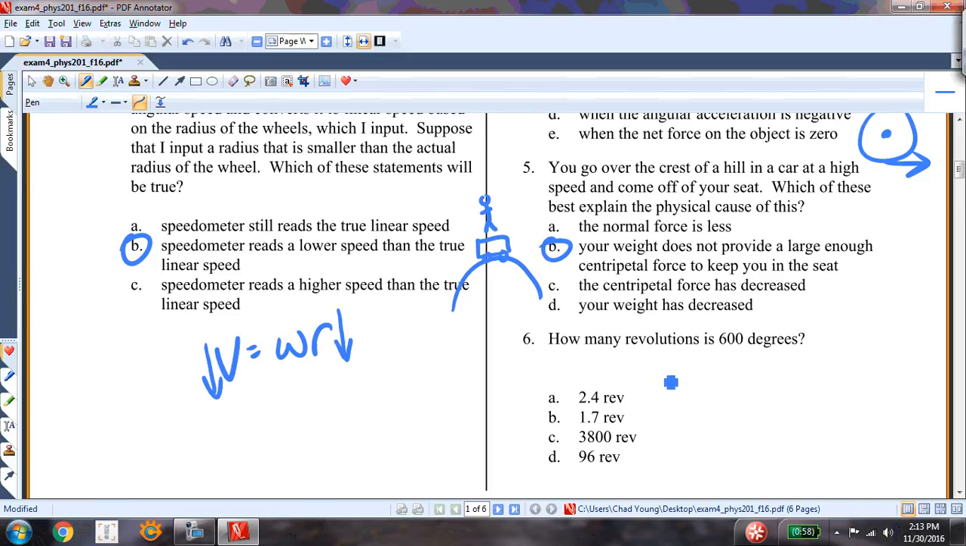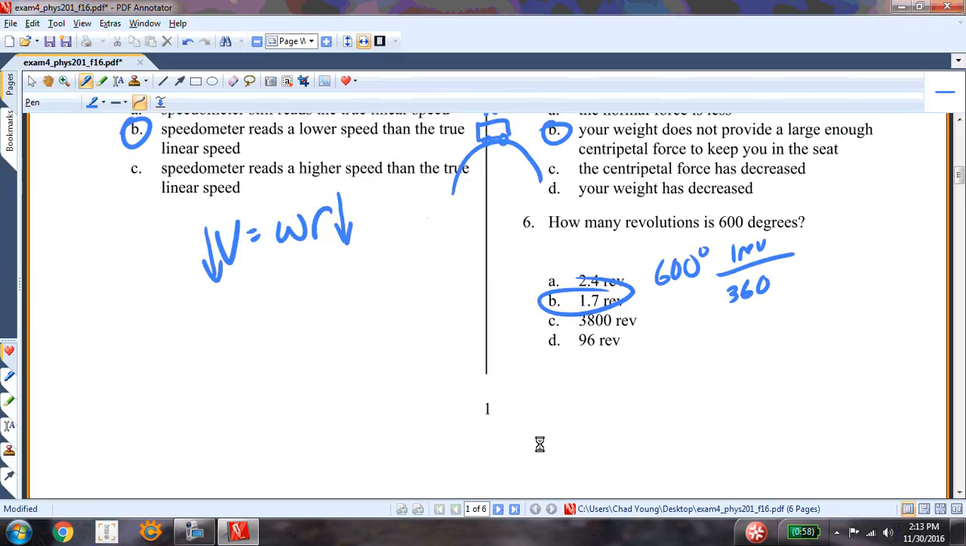All right, 600 degrees. How many revolutions is that? Well, I know that in one revolution I have 360 degrees, and that's equal to 1.7.